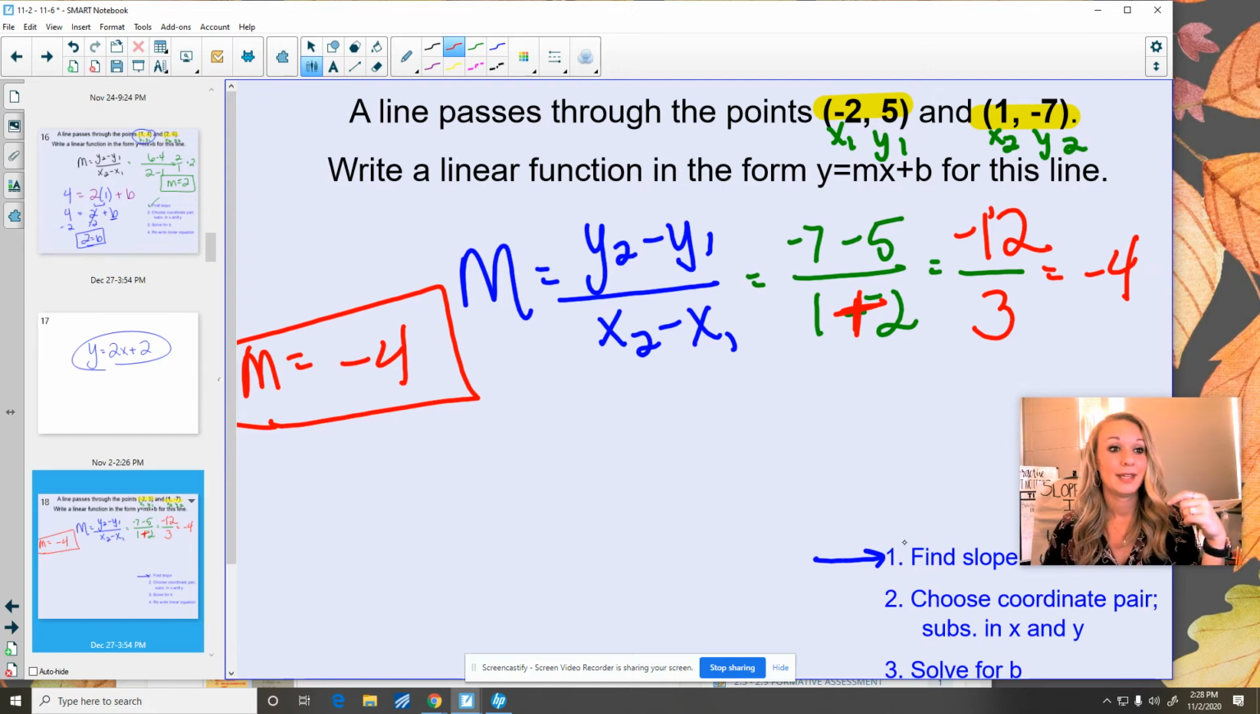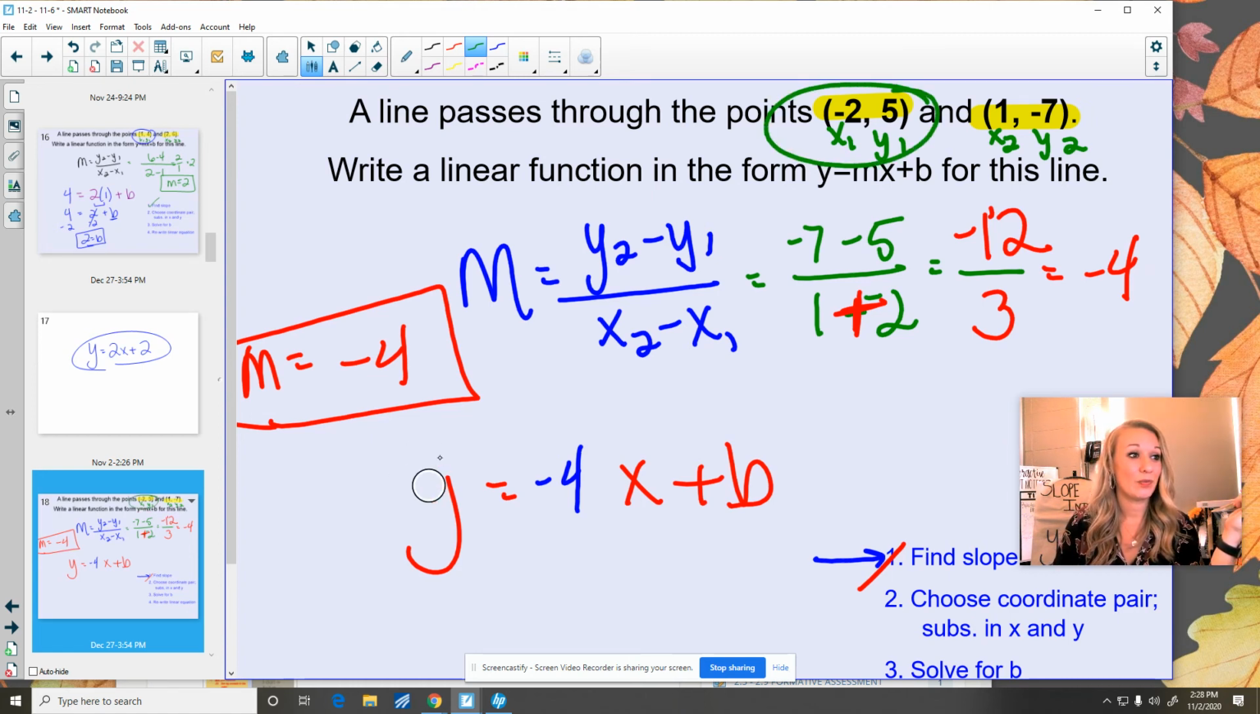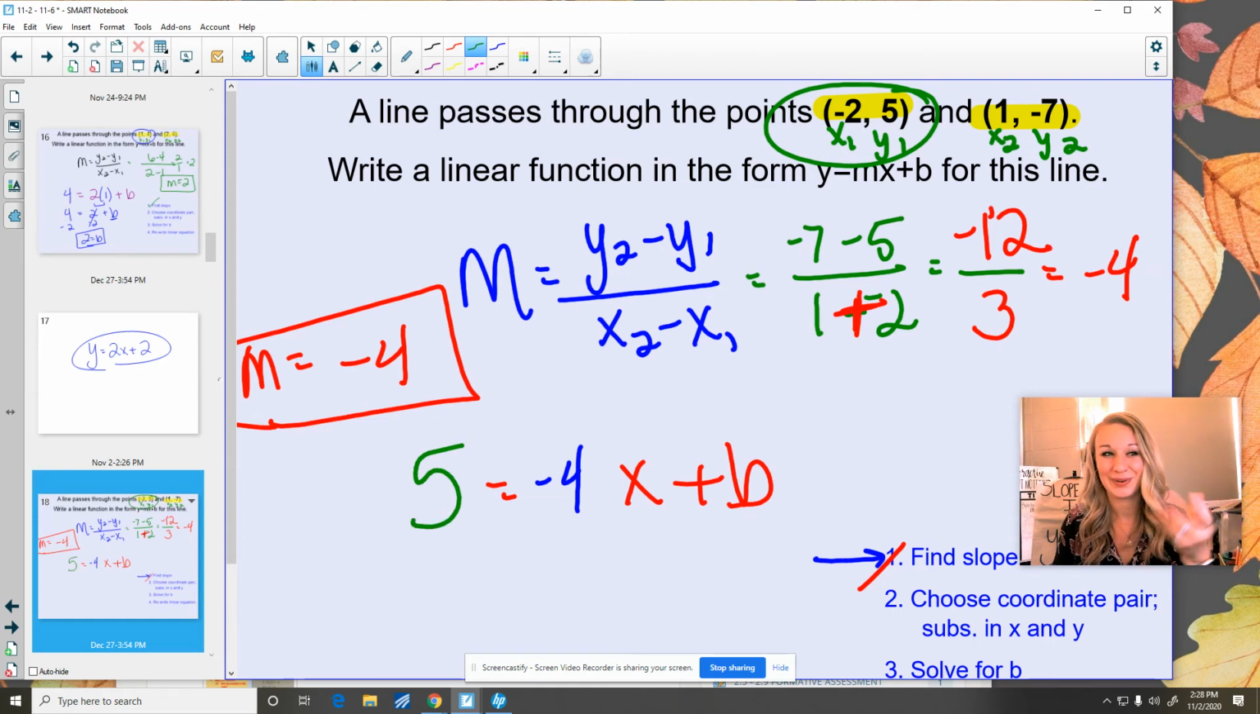Done. Then when we're looking back at slope-intercept form, first of all, I can take out m because I just solved for that, and I'm going to plug that in right here. I then need to pick one of my coordinate pairs to plug in for y and for x. So again, doesn't really matter. I guess I'll just choose the first one. So I'm going to take out my y, and I'm going to plug in a 5 because that's my y value for the coordinate pair. And I'm going to take out my x, and I'm going to plug in -2.